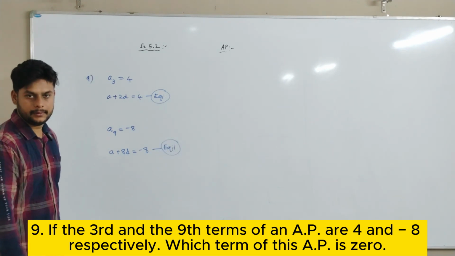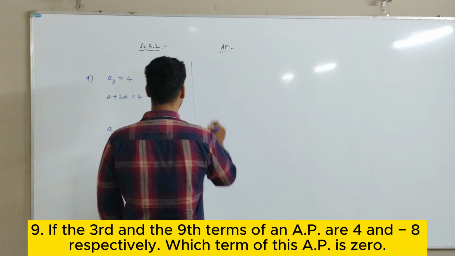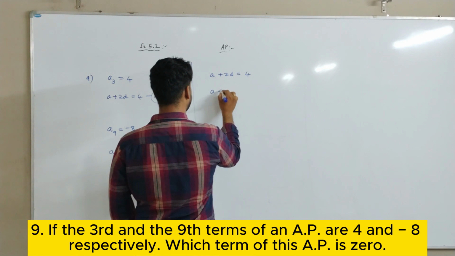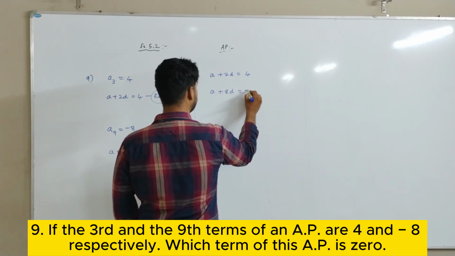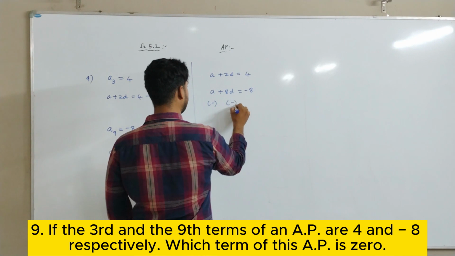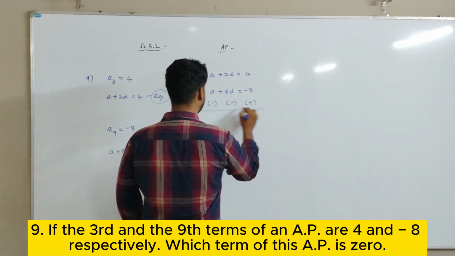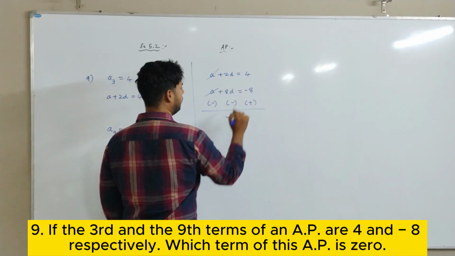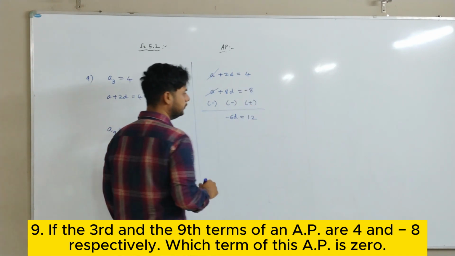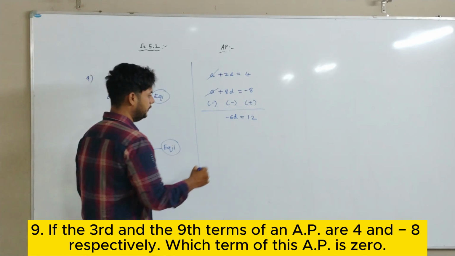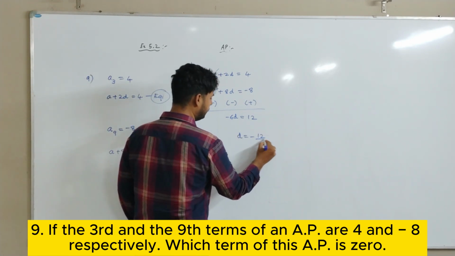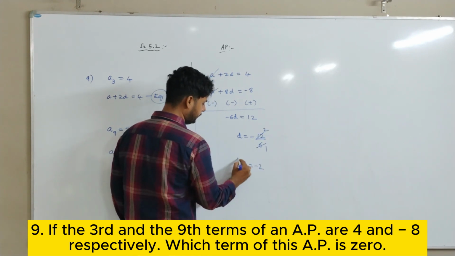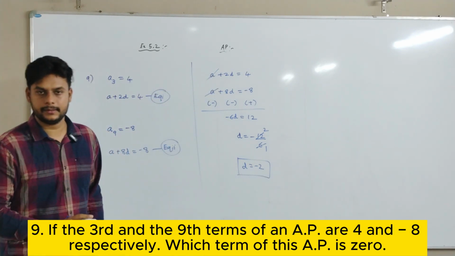Again I will solve that. A plus 2D is equal to 4. A plus 8D is equal to minus 8. Minus becomes plus. A minus A cancels. 2D minus 8D is minus 6D. 8 plus 4 is 12. D is equal to minus 12 by 6. 6 ones are 6, 6 twos are 12. D is equal to minus 2. How many got this? Very good. D is equal to minus 2.